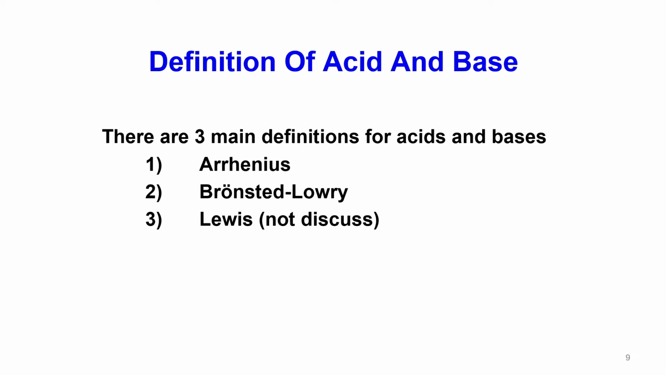All right, so definitions of acids and bases. There are three main definitions for acids and bases. The first one is Arrhenius, the second one is Bronsted-Lowry, and another definition is Lewis. Lewis acid and base is not to be discussed in this lesson.